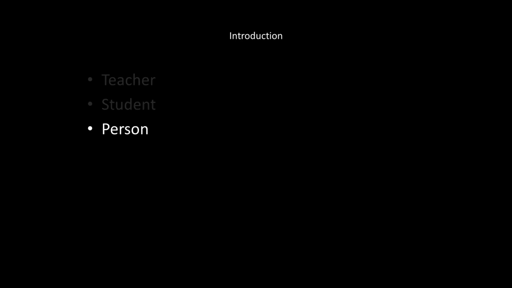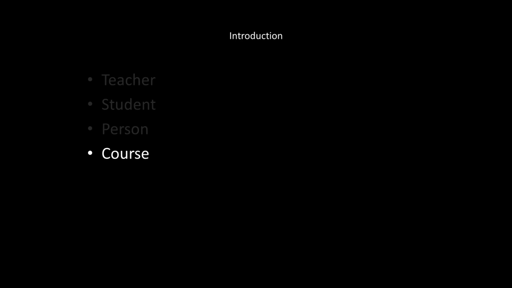Person. The parent class of student and teacher. The person class is implemented because student and teacher have many common attributes. The common attributes are SSN, FName, LName, address, email, and phone.